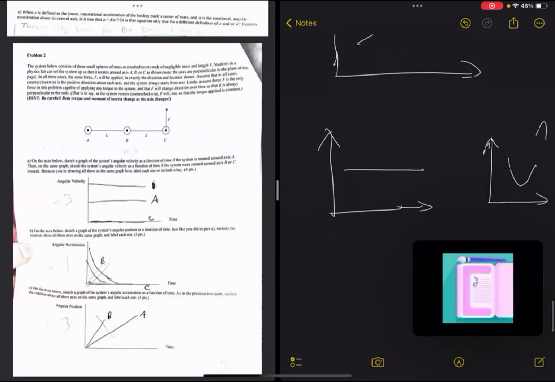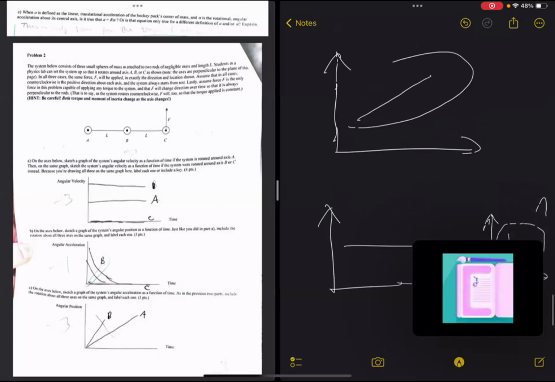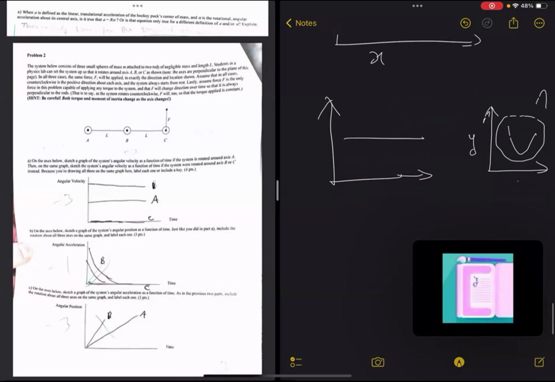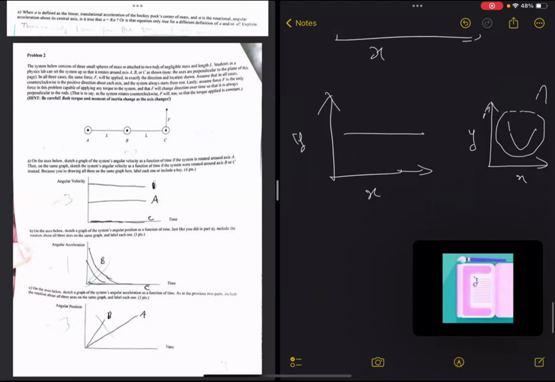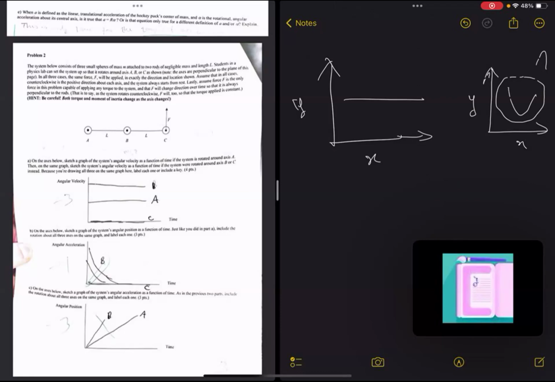So what are the properties of these graphs? What is the property of this graph? I'm not sure. No worries. When there is y and x, let's start from the parabolic curve. When there is a parabolic curve, the slope is given by drawing a tangent line.